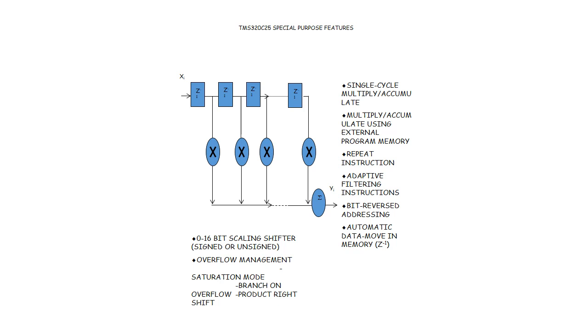After that, with the adaptive filtering instructions used, the bit reverse addressing mode is applied. The automatic data move in memory is the inverse. The 0 to 16-bit scaling shifter is signed or unsigned, and overflow management occurs. Then there is saturation mode, branch on overflow, and product right shift, all in the special purpose features of the TMS320C25 processor.